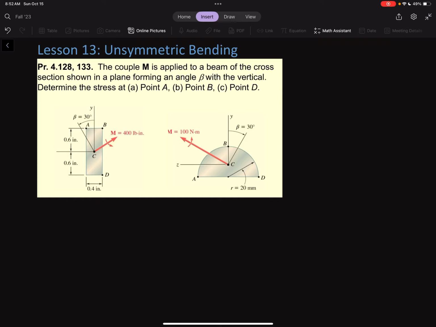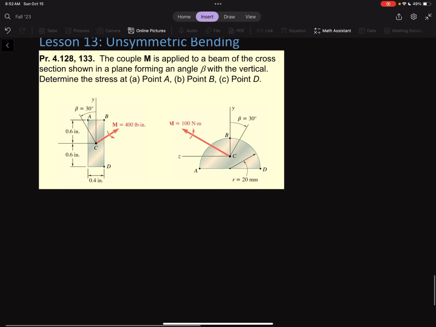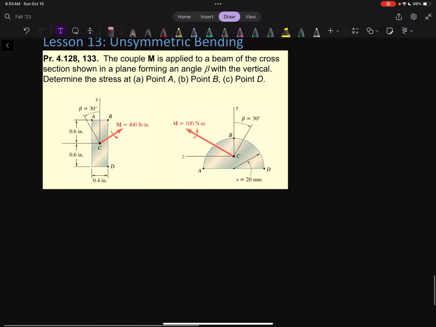Okay, now we're going to do unsymmetric bending, starting with problem 4.128, which is the figure on the left. So let's read this problem statement. The couple M is applied to a beam of the cross-section shown in a plane forming an angle beta with the vertical. Determine the stress at point A, point B, and point D.